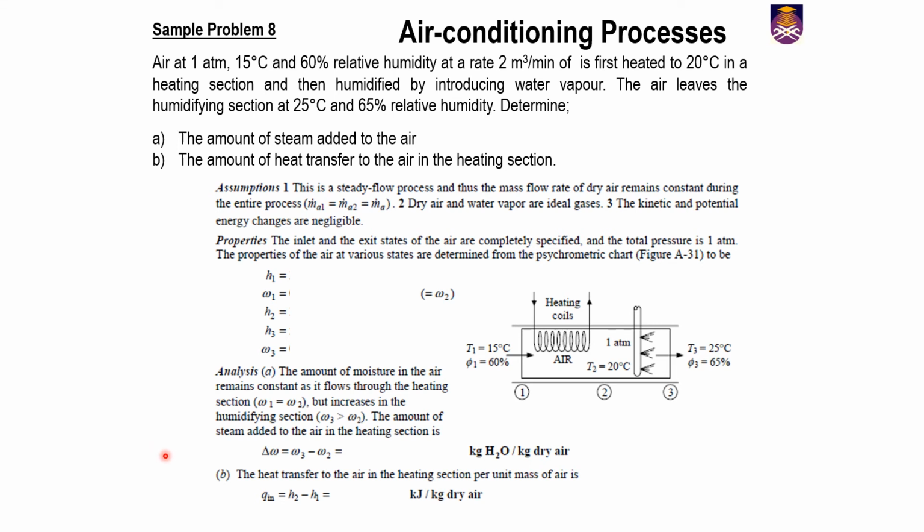So the delta omega, the difference between omega 3 and omega 2, is the amount of steam added to the air, right? And then to find the heat transfer, it is nothing but H2 minus H1. That is the heat transfer through the heating coil, and the heat transfer to the air in the heating section per unit mass of air is given as H2 minus H1. That will give you the answer in kilojoule per kilogram dry air. So give it a try, get the values, the skeleton is there, it should be easy. You should be able to get all the values that you need. So practice.